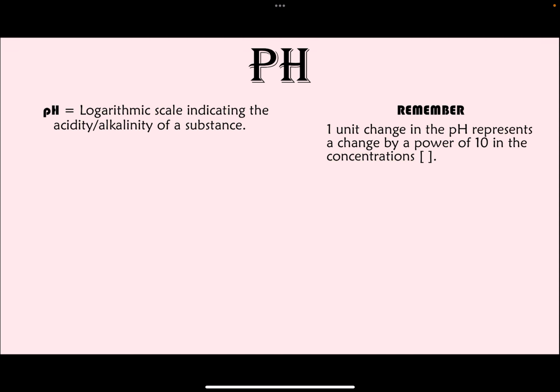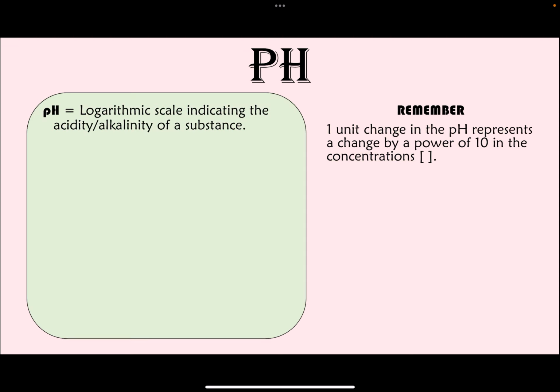So let's talk about pH next. pH is a scale that we use to determine how acidic or how basic a substance is. It's a logarithmic scale. If we have a pH that is less than 7, then the substance is acidic. And the lower the number is, the more acidic that substance is. So if you're comparing something with a pH of 1 to something with a pH of 5, the substance that has a pH of 1 is much more acidic than the one with the pH of 5.